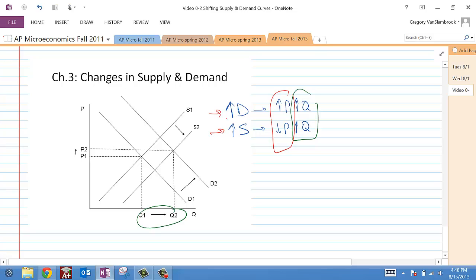Which of these increases by more? Does demand increase by more than supply? And that's what happens in this graph, because the price ends up increasing, which tells you the demand shift was more than the supply shift.